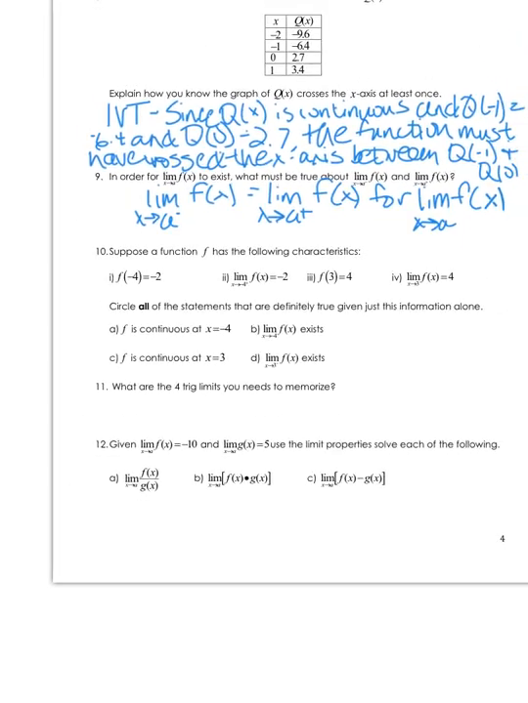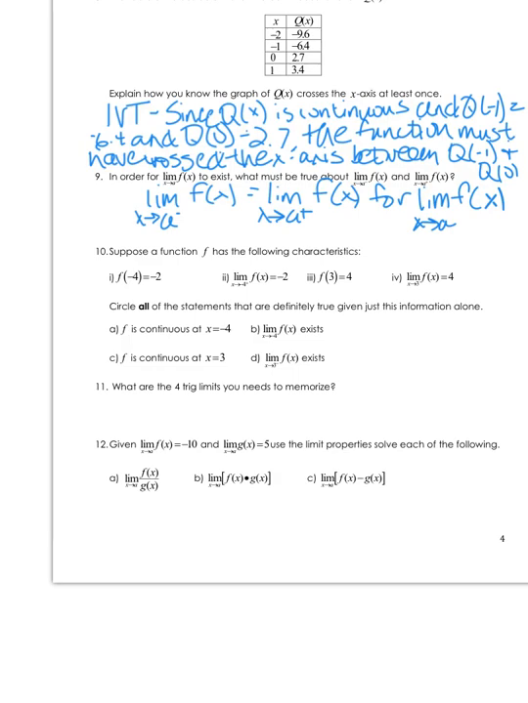Sorry. Okay. Number 10. Suppose a function f has the following characteristics. Okay, they tell us that f of negative 4 is equal to negative 2. They tell us the limit as x approaches 4 from the right is negative 2. They tell us that f of 3 is 4, and the limit as x approaches 3 is 4. Okay, circle all of the statements that are definitely true, just given this information.